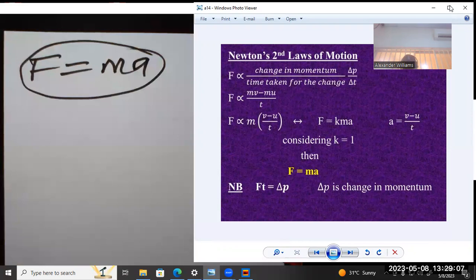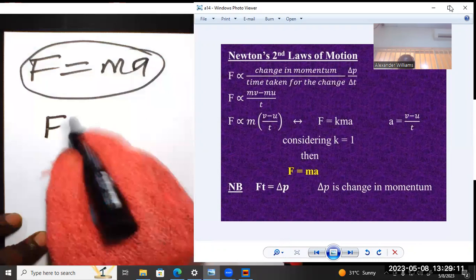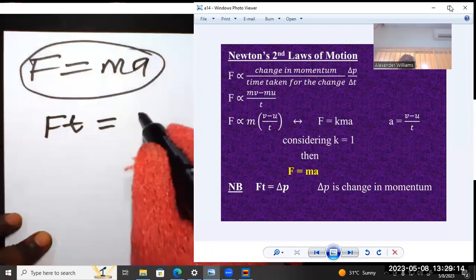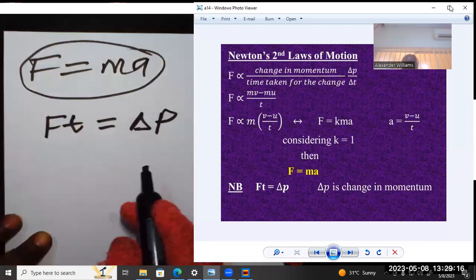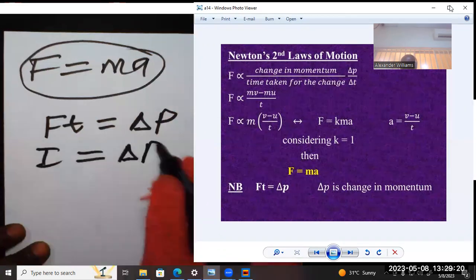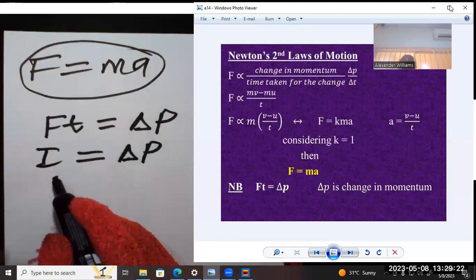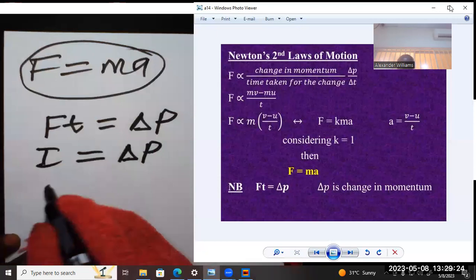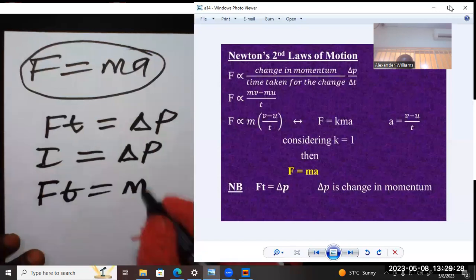We need to understand from this derivation that impulse of a force is equal to change in momentum. Yes, we can write I as the change in momentum. That means we can also put it in this form: impulse of a force.